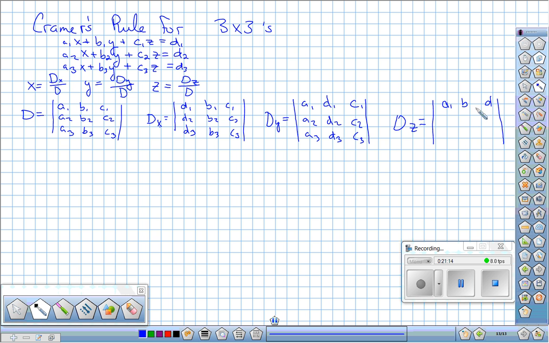Okay, so 1, 2, 1. No, they're all 1, sorry. Then I have A's 2 and 3, B2, B3, and D2, D3. Okay, again, we have the same basic rule. D cannot equal 0 because then I would be dividing by 0.